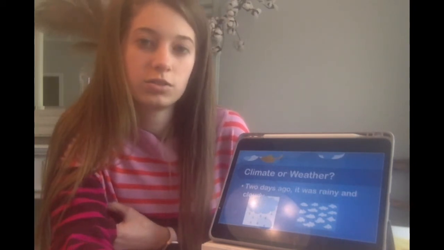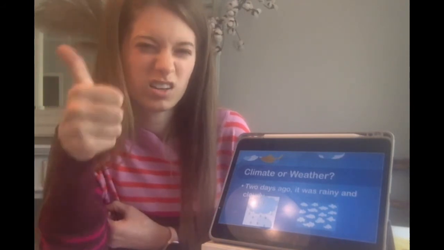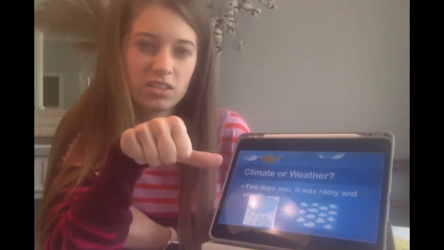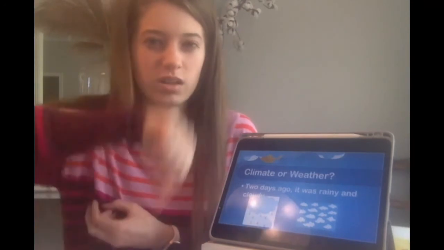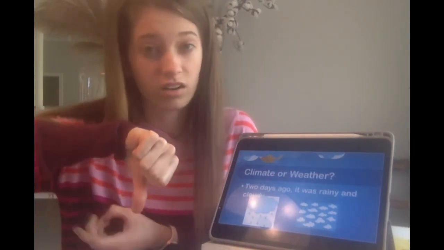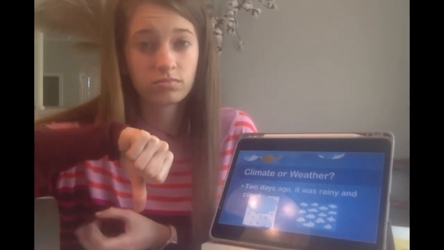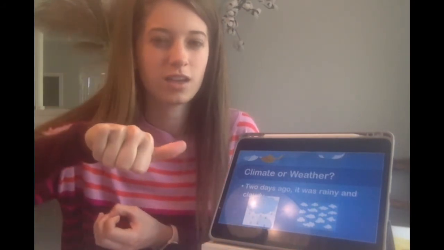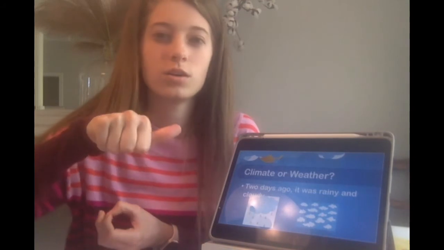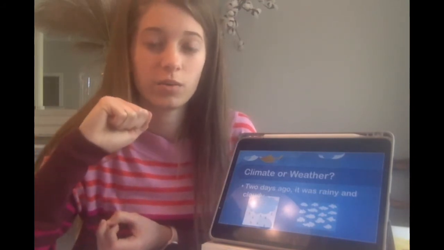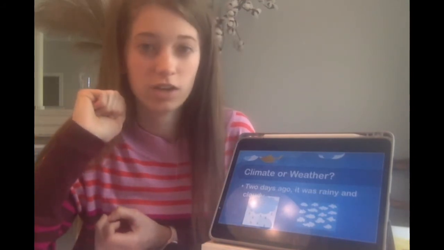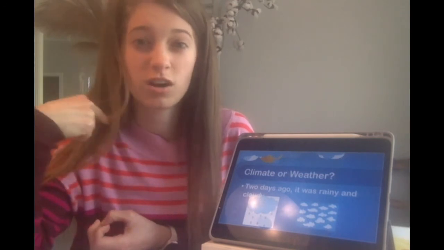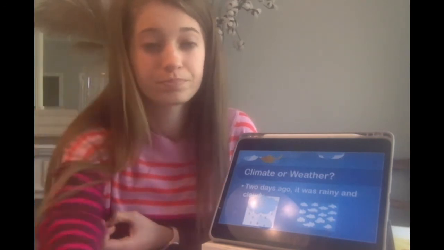I want you to give me a thumbs up if you are understanding it, a thumbs sideways if you still need a little more help, or a thumbs down if you're just not understanding it at all and need extra help. Alright, I see a lot of thumbs ups and a lot of thumbs sideways. So we have another activity that we are going to work together, and if you need extra help or you're not understanding anything, be sure to call me over and I will come and help.